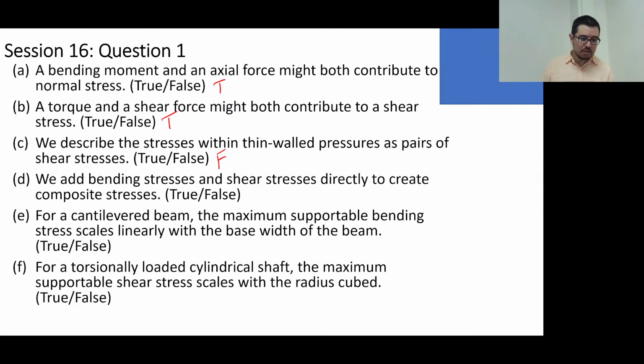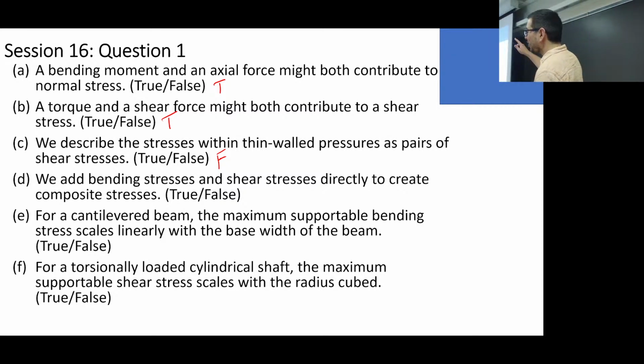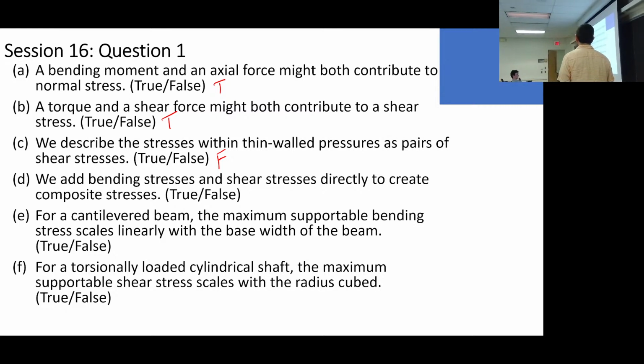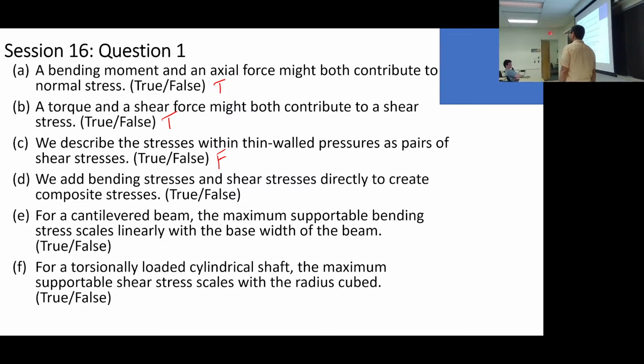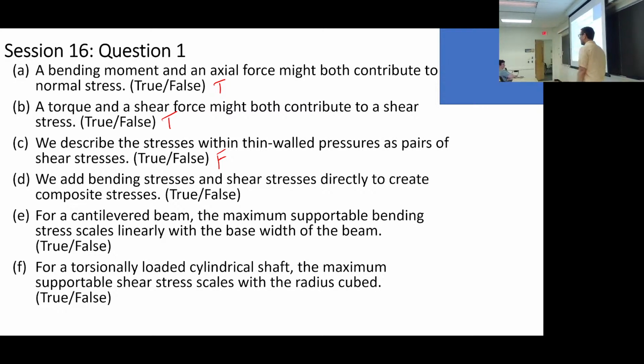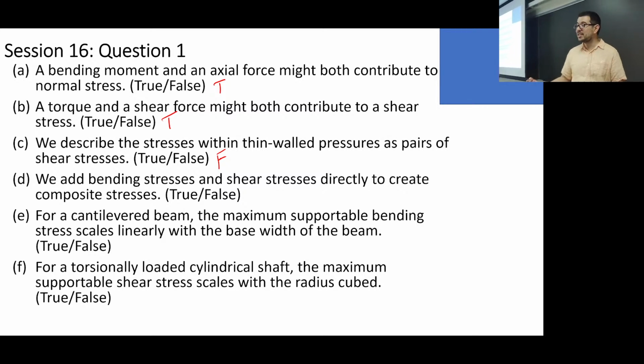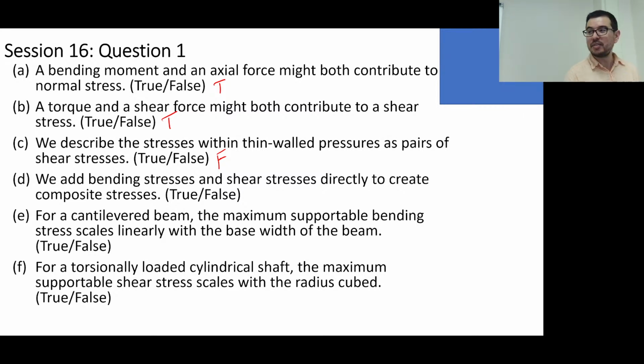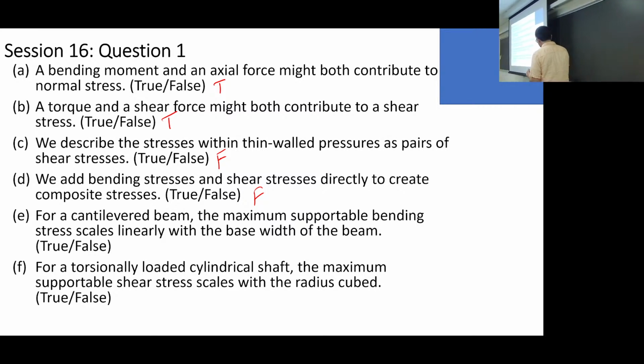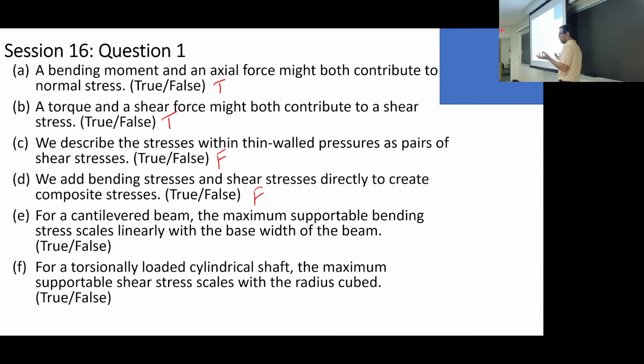Okay, we add bending stresses and shear stresses directly to create composite stresses. Isaac, you raised your finger, so I'm going to pick on you. Go with your first hunch. It's false, right? Because we can't add shear and normal stresses to each other. They're different types, okay? We'll talk about equivalency again later, but if you give me a sigma x and you give me a tau xy, they're separate. I can't add them. That's what we're talking about populating the tensor, right? I've got to populate these different components.